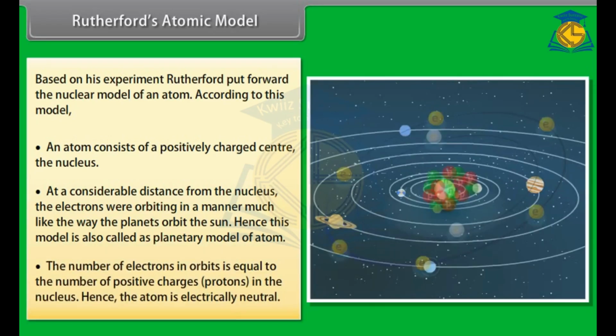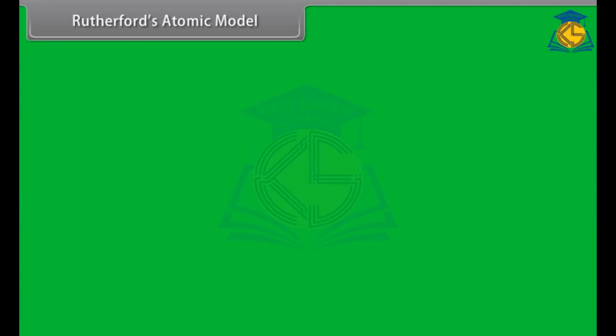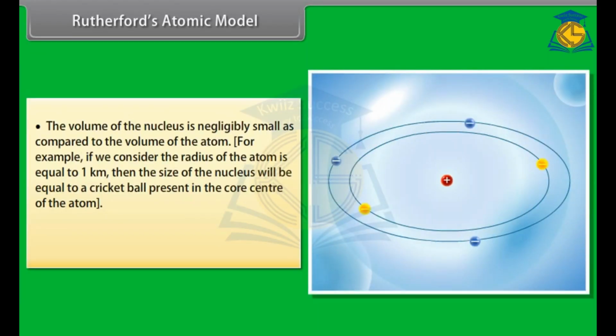The number of electrons in orbits is equal to the number of positive charges, protons, in the nucleus. Hence, the atom is electrically neutral. The volume of the nucleus is negligibly small as compared to the volume of the atom. For example, if we consider the radius of the atom to be 1 kilometer, then the size of the nucleus will be equal to a cricket ball present at the center of the atom. Hence, most of the space in the atom is empty.